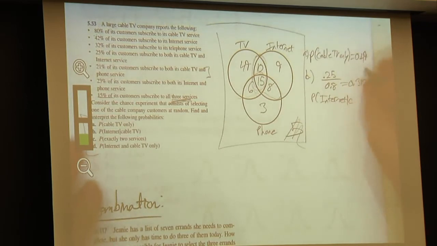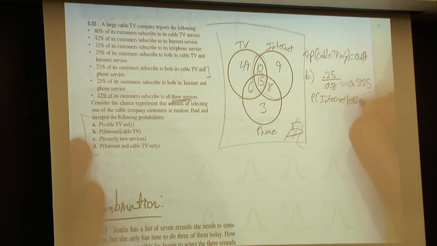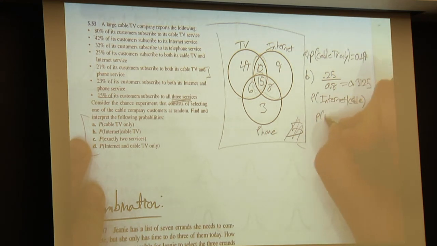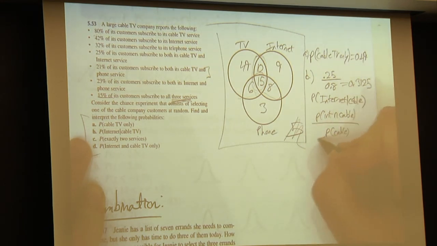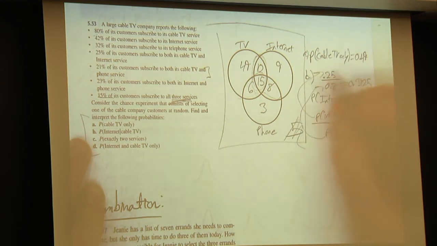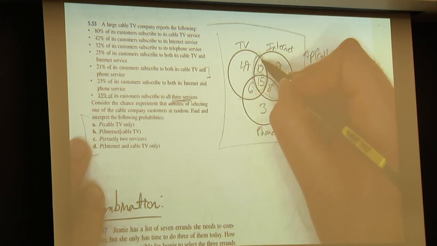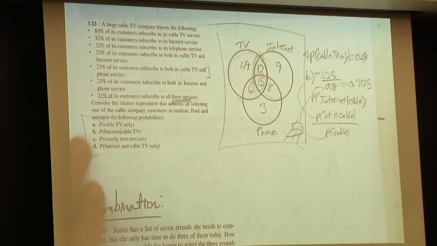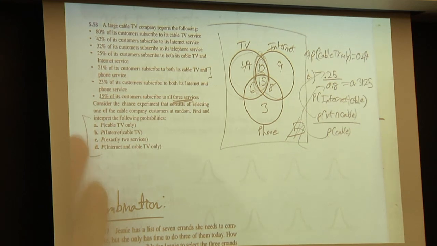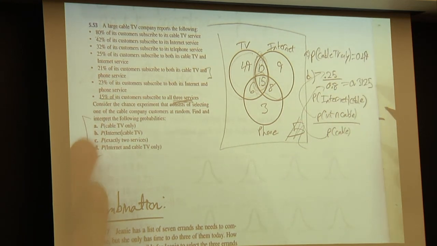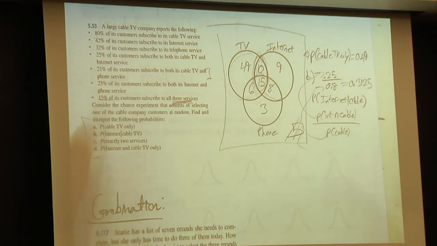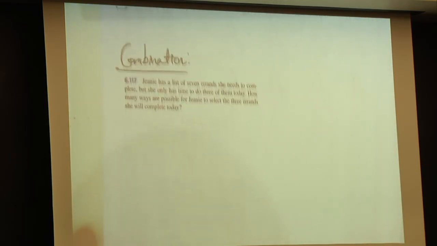Let's do that. Internet given cable. Then we have the intersection of internet and cable. I'm going to abbreviate here: internet intersect cable over just the probability of cable, right? And so the probability of cable, 0.8, internet and cable, 0.25. That's our 0.25. This is our 0.8. You okay with that? Conditional probability can get kind of funky, so if you still have questions about that, we can do some looking. But this stuff's really not too bad, and I'll leave these parts alone so we can keep moving and get to some of the harder stuff.